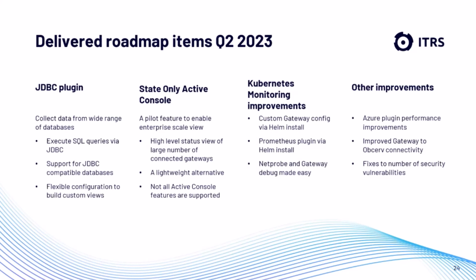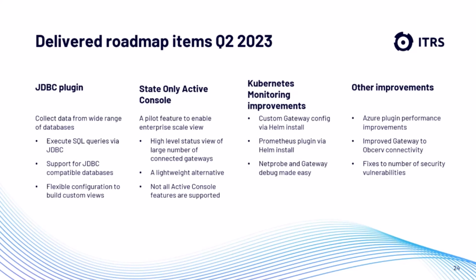There were a number of improvements as well to the Kubernetes monitoring capabilities. The gateways can now be deployed using Helm charts in the Kubernetes with custom configuration files, giving you a bit more flexibility to manage the gateway configs. The Prometheus plugin can now also be configured via the NetProbe Helm install. This really makes it easier to deploy the Prometheus plugin to aggregate metrics from your Prometheus server, the alert manager, or even to scrape endpoints that support the Prometheus format.